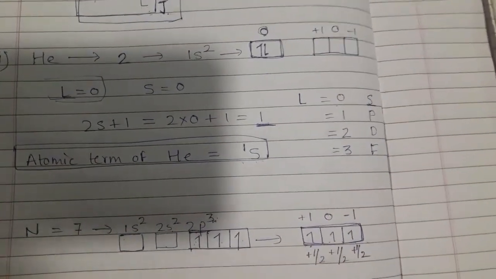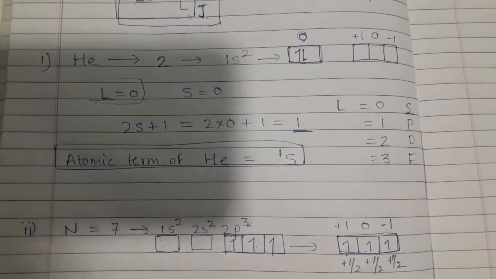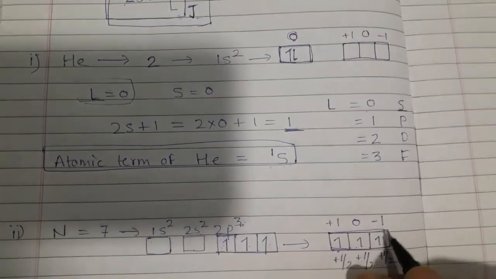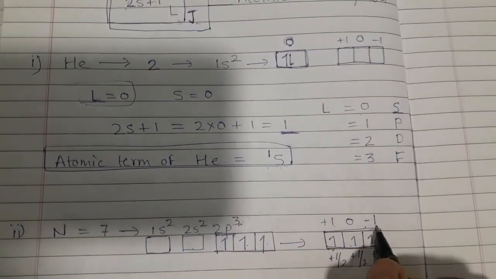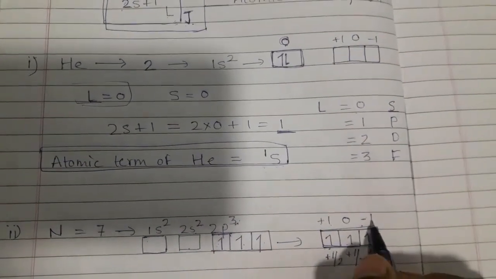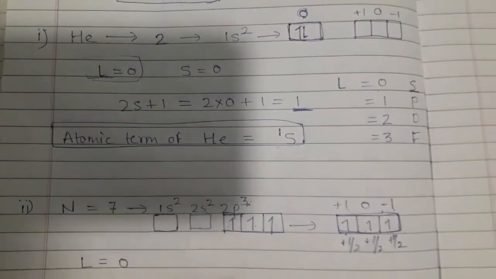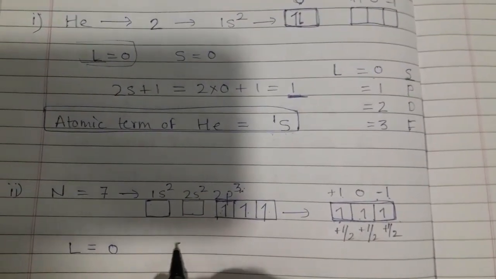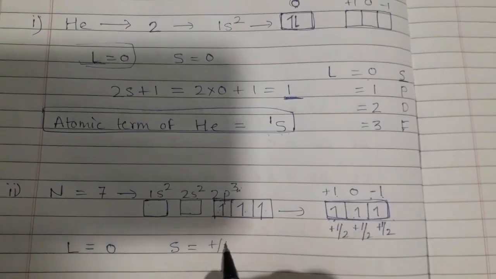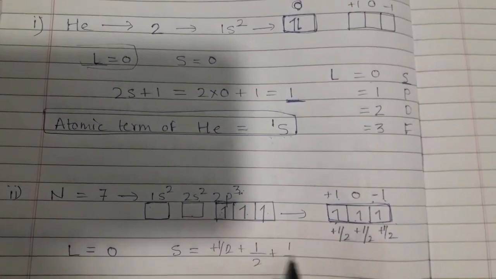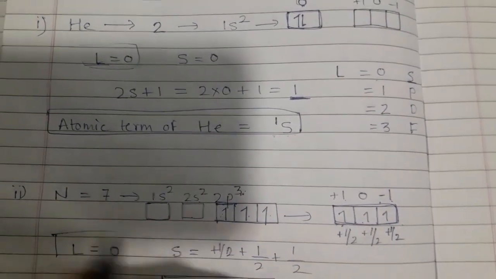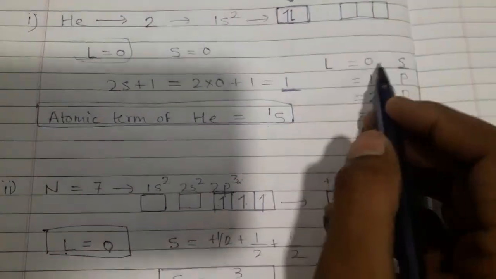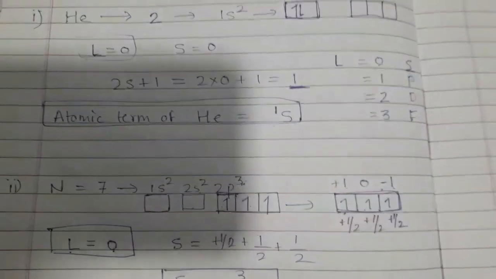All right, so let's write the value of L first. What I am writing at the top of the electron distribution is the value of L. So here +1, -1, and 0. If we add +1 and -1, we will get 0. So the L value will be 0 again. Now let's see what will be the value of S. Plus half, plus half, plus half is nothing but 3/2. So the value of S is 3/2 and the value of L is 0. And as I said, if the value of L is 0, then your atomic term will be S.